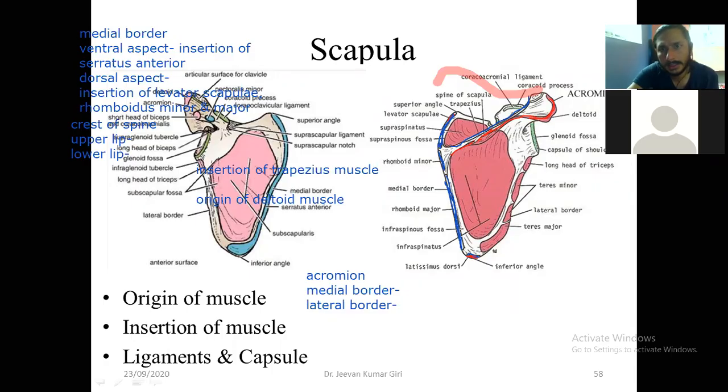So see this deltoid muscle. Lower lip of the crest of the spine, lateral border of the acromion, plus anterior border of the lateral 1/3 of the clavicle. From up to here, there is the origin of the deltoid muscle.